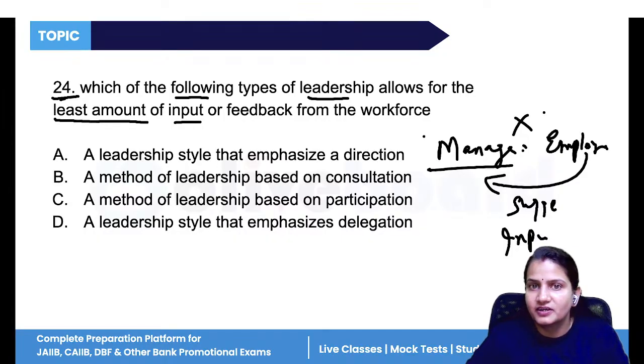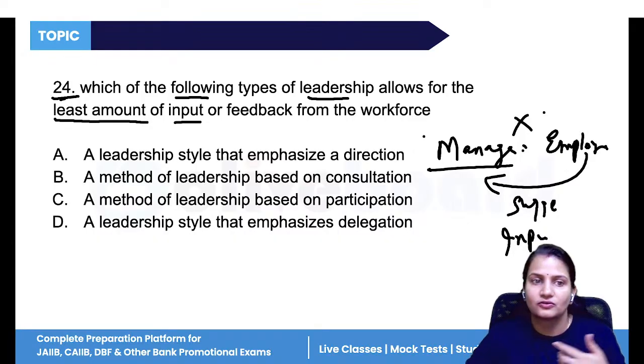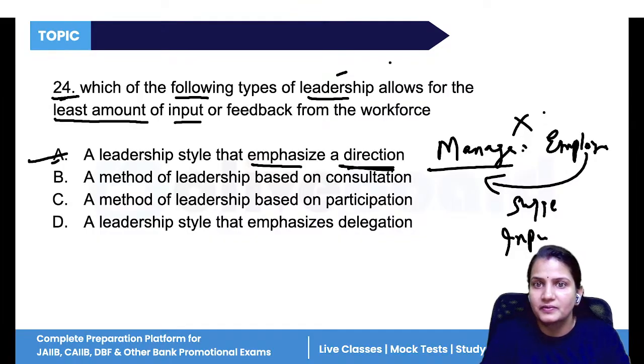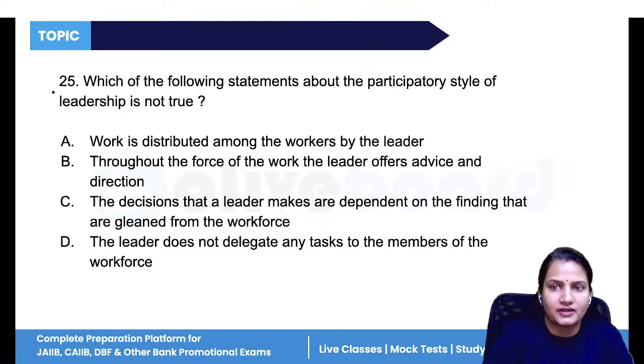So it's a type of leadership where leaders are directing their employees that you have to do this work, you have to do that work. Means leaders are not taking input from their employees. So a leadership style that emphasizes direction. So here leaders are providing direction. Now, who are the leaders in a company? Leaders are the managers. Yes, correct. 24A. Now, 25.